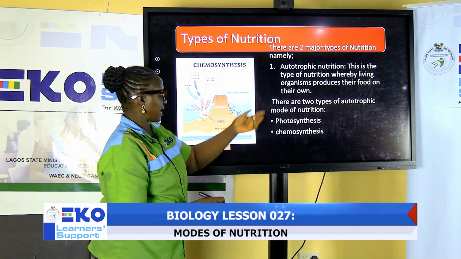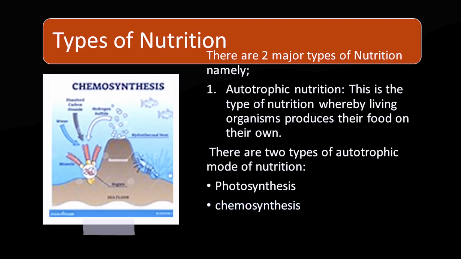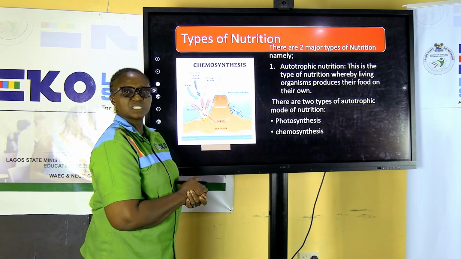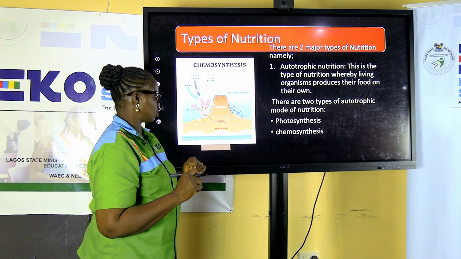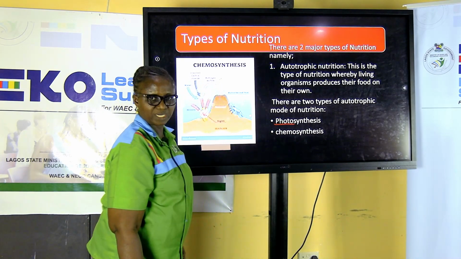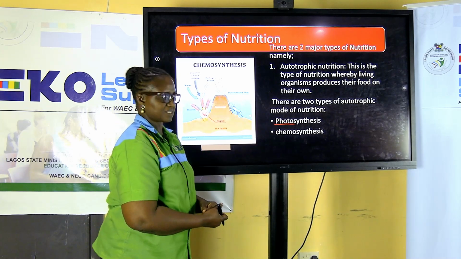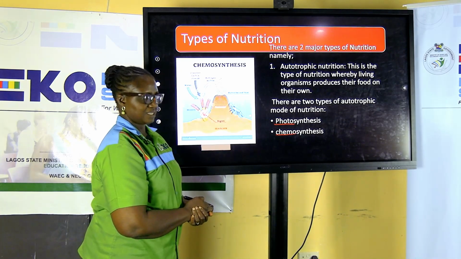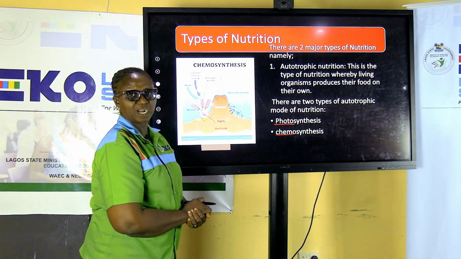The major types are highlighted here, but we are starting with the first one, autotrophic nutrition. Remember we said autotrophic organisms or mode of nutrition enables an organism to produce their own food by themselves using what? Inorganic substances from their environment. So this autotrophic nutrition is further divided into two. The first one is called photosynthesis. What did I call it? Photosynthesis. And the second one is called chemosynthesis. These are the processes through which these organisms derive their food.